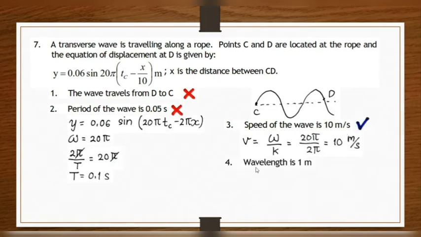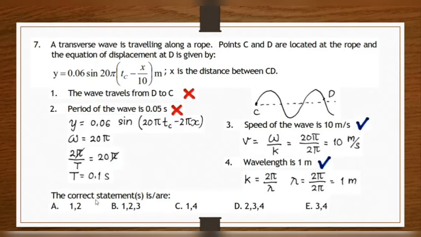The fourth one, wavelength. We want to find the wavelength. Let's just find it from the wave number. Wave number, or k, is equal to 2 pi over lambda. So lambda is equal to 2 pi over k, and the k is 2 pi. So lambda is equal to 1 meter. So the fourth statement is also correct. So the correct statements are 2, 3, and 4. The answer is E.